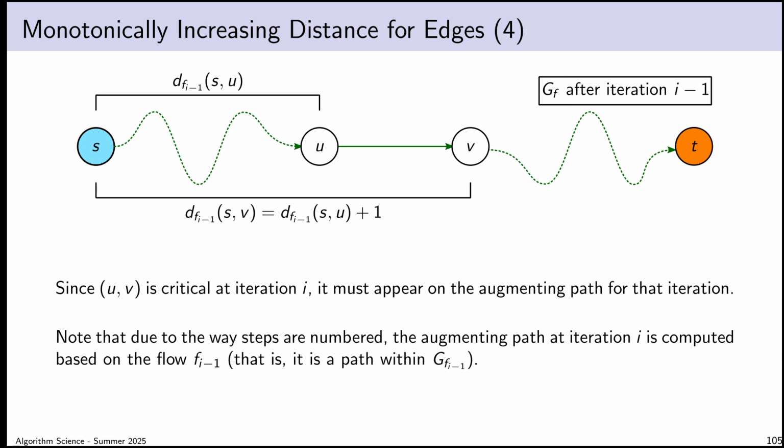Because of the way we chose to number the steps, because fi is the flow after iteration i, most of the discussion we're going to have about i and j in this proof is actually about f of i minus 1 or f of j minus 1. I know that that's not helping anything. That's making things even more confusing.